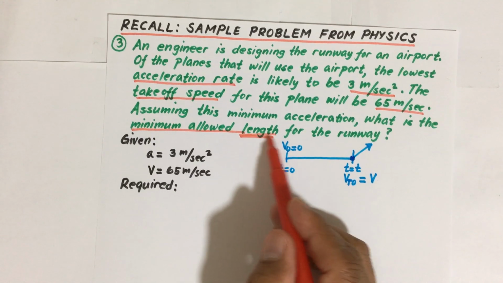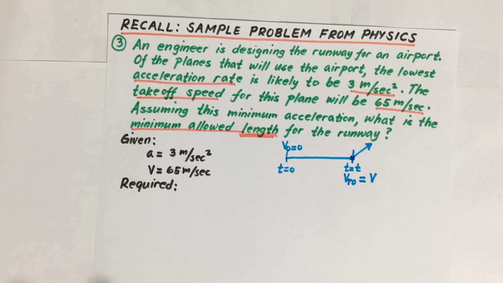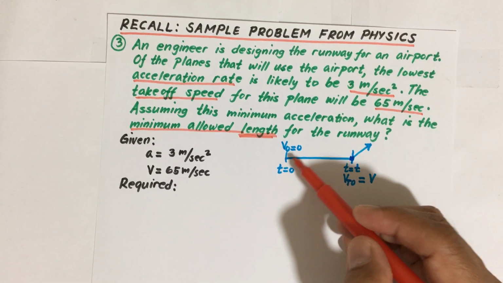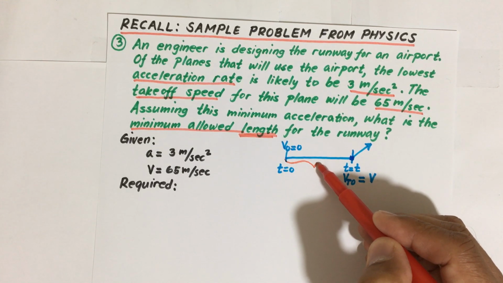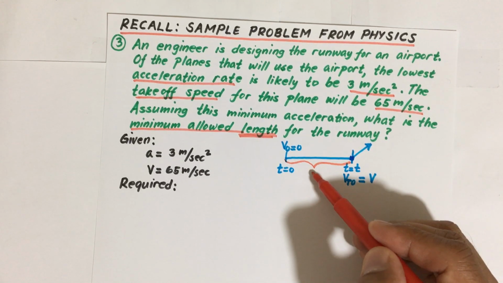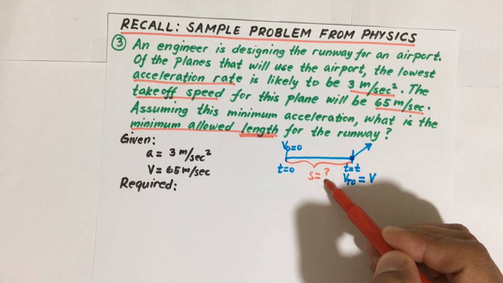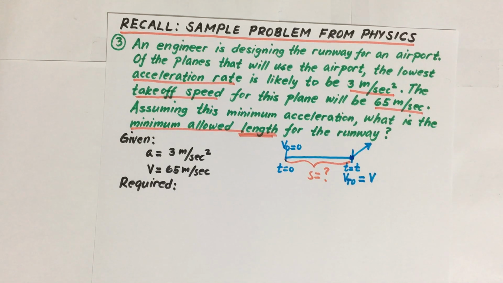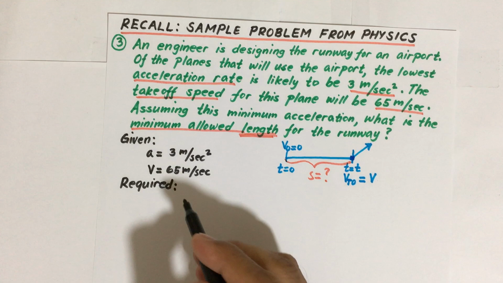So what does it mean, class? Length refers to this runway. Alright, so this is the runway. So this is what is being asked in the problem. It means you are asked to solve for the displacement here. This is the minimum length allowed. Okay, so we are asked to solve for the displacement, the minimum allowed length.